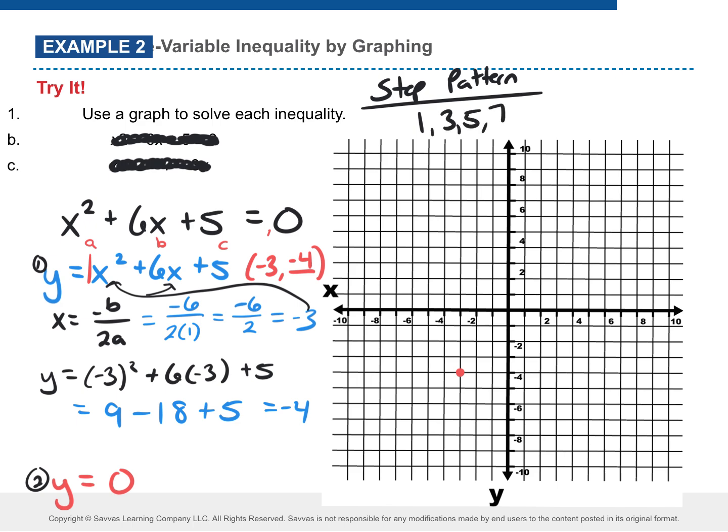How many do we go over every time? 7. Careful. How many are we going to go over every time? We're going to go over 1 every time and then continue using the step. What's our first step? Over 1, up 1. Now I'm going to go over 1, up 3. Done with the second. Over 1, up... What's my third step? 5. Okay, and then create your picture.